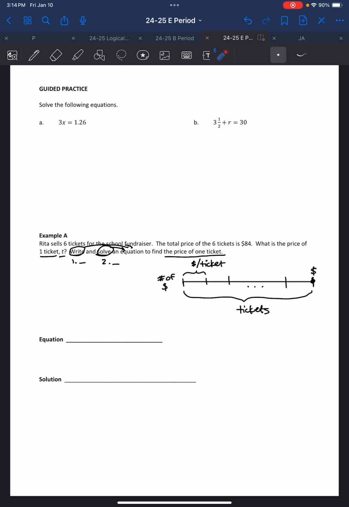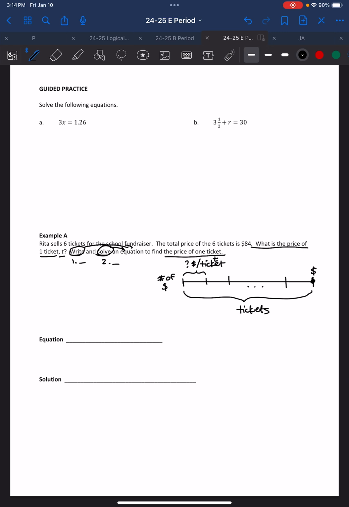What is the question asking me to find? Is it asking me to find the price of 1 ticket, the dollars per ticket? Yes. So that's what I'm trying to find right there. That is what I'm going to call the number T, okay? Trying to find this number right there, T. All right, now let's go to the other information.